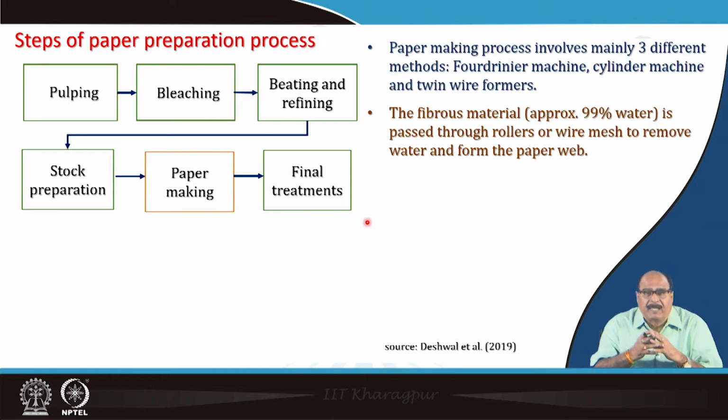The paper making process involves mainly three different methods, that is fourdrinier machine, cylindrical machine and twin wire formers. The fibrous material, which is approximately 99% water, is passed through the rollers or wire mesh to remove the water and form the paper web.